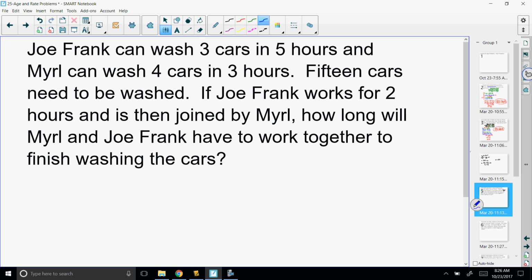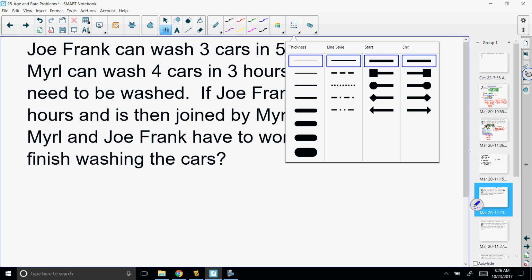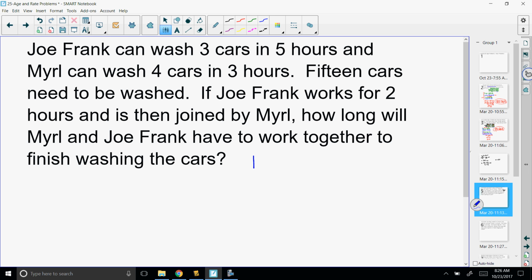So if I look at the possible setup of equation that I might need, it would be the rate of Joe Frank times the time of Joe Frank is going to tell you how much work Joe does. And I want to add to it how much work Merle can do. So the rate of Merle times the time of Merle is how much work Merle does. And that's going to give us the overall work that needs to be completed. So we have to go through and look at the pieces of information that's given to us.